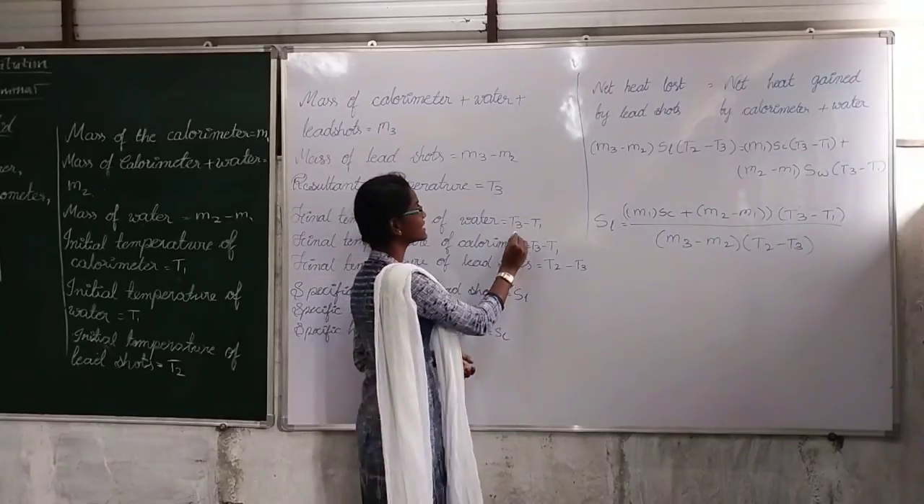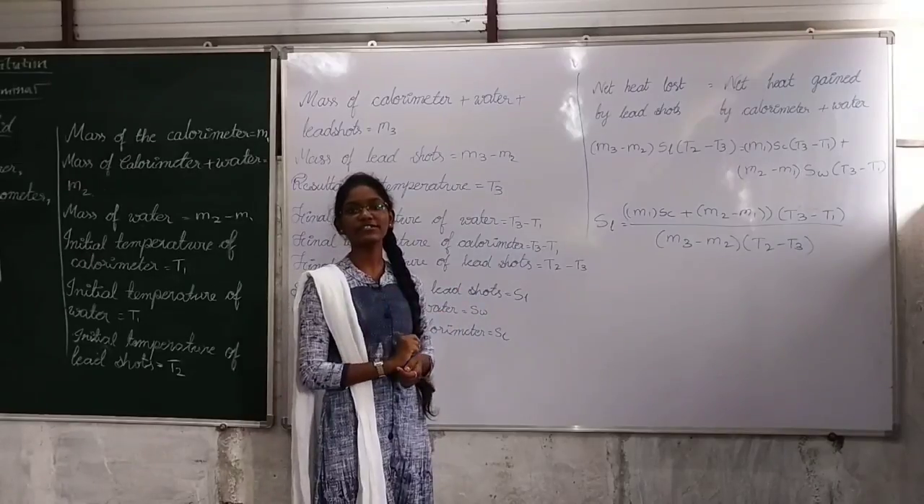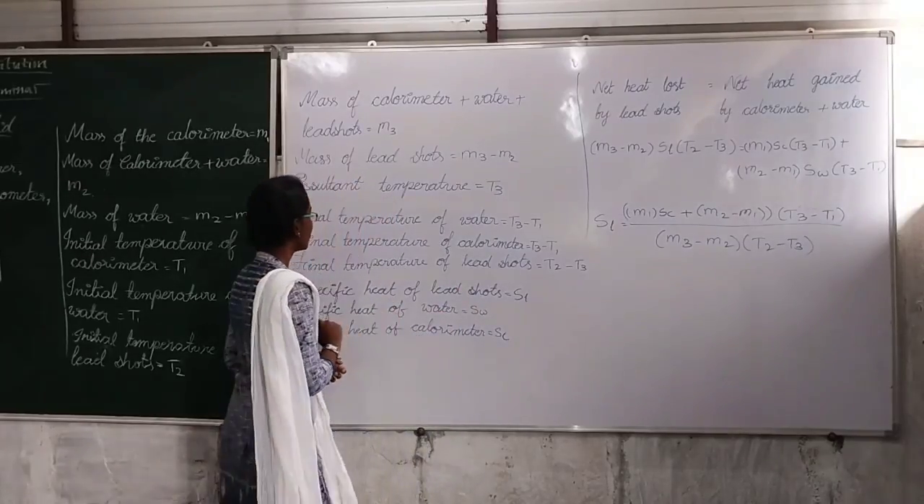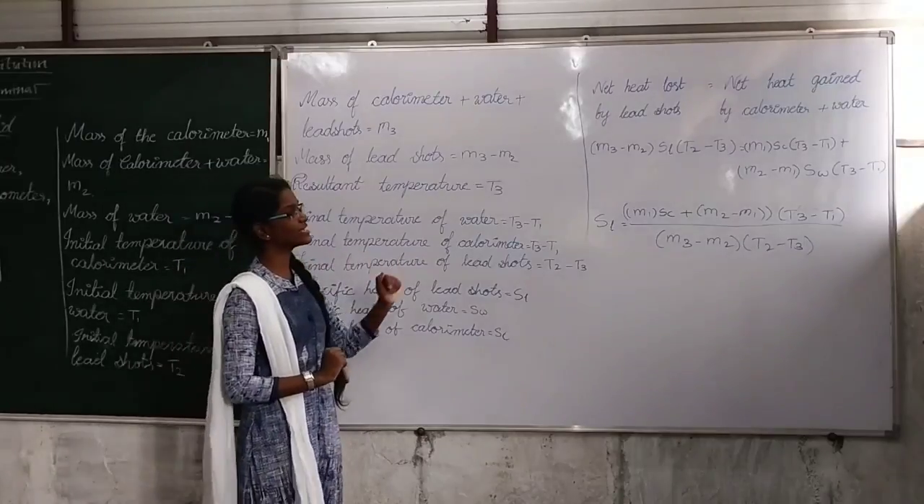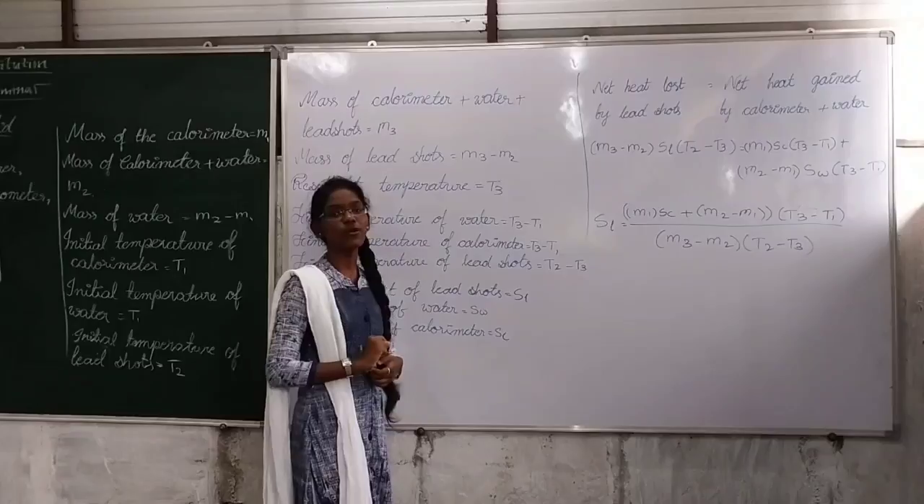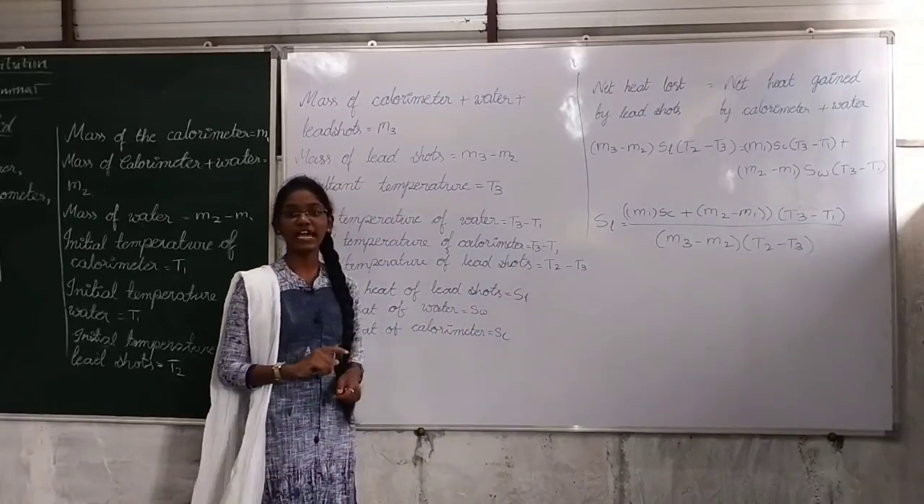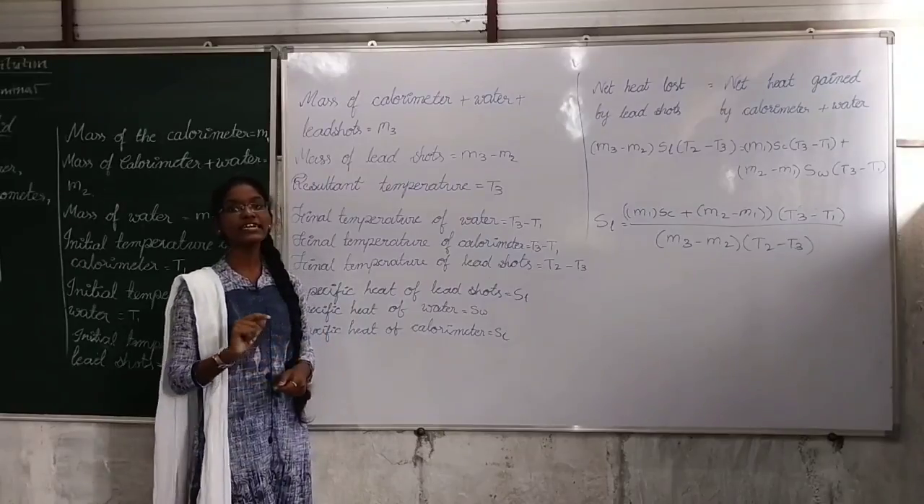So here T3 is the higher temperature when compared to T1. That is why we have taken T3 minus T1 as the final temperature of the calorimeter. The temperature of the calorimeter is also the same as water, so that is why we have taken the temperature change of the calorimeter also as T3 minus T1, right?